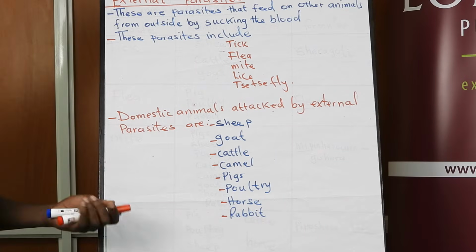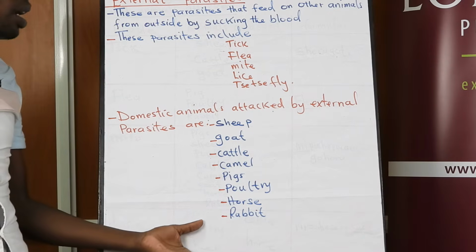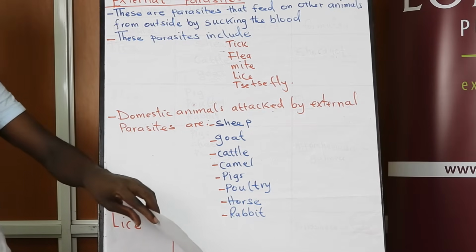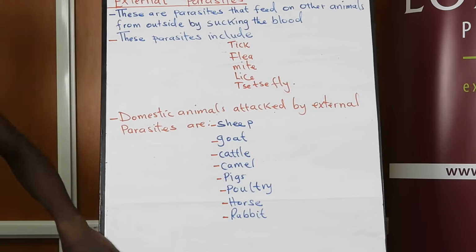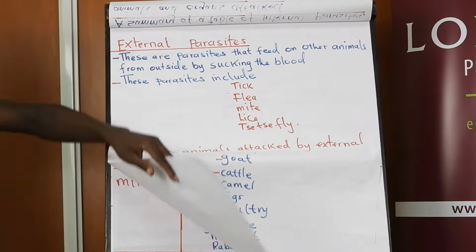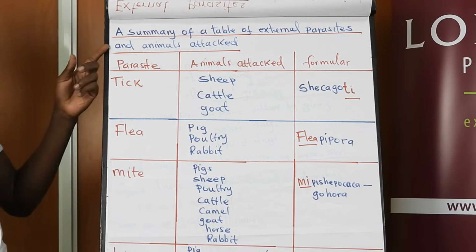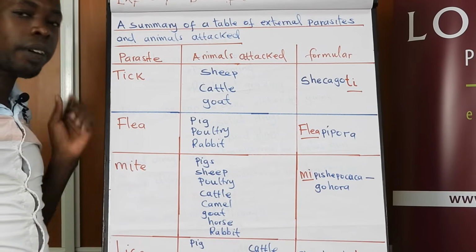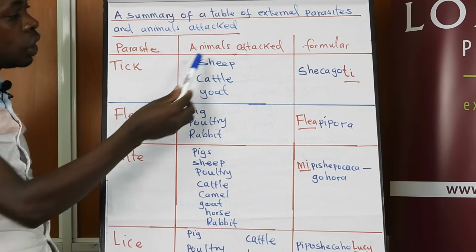A pupil, a pre-candidate, and a candidate should know the 8 animals attacked by the external parasite. I just want to take you through a summary of the animals attacked by these external parasites and the formula to master. So we have a summary table of external parasites and animals attacked. The first parasite is tick, which attacks sheep, cattle, and goats.